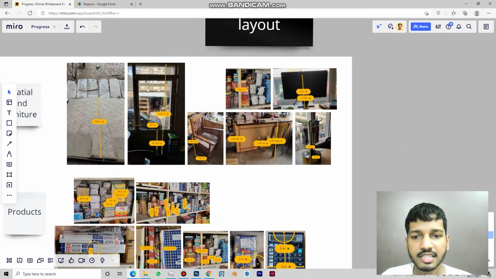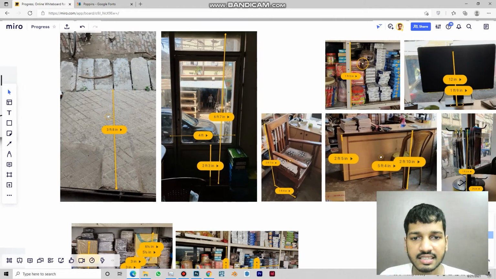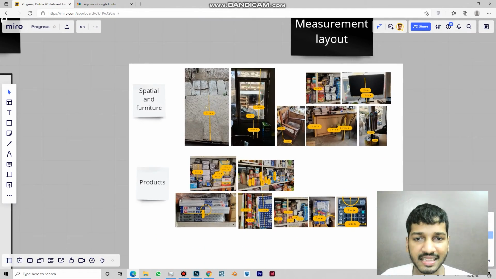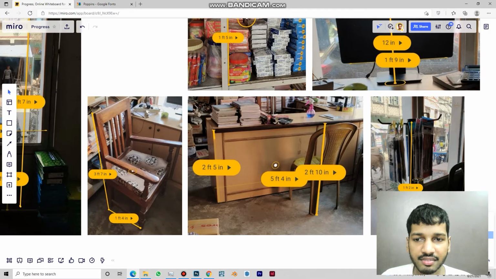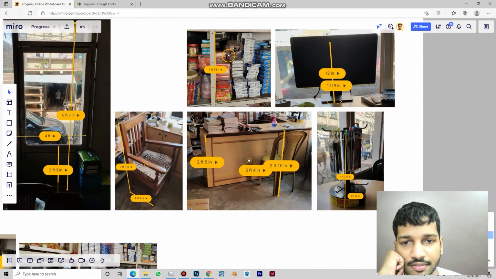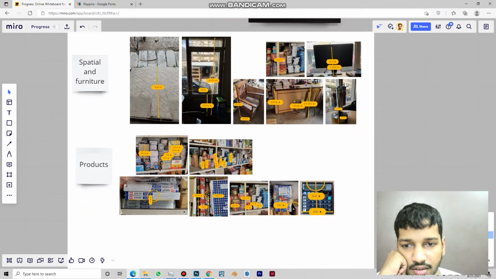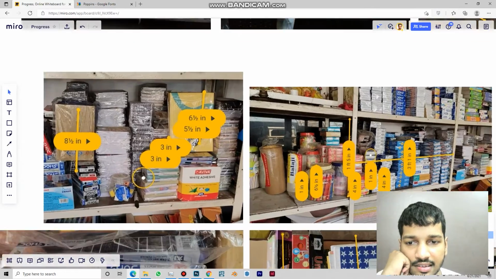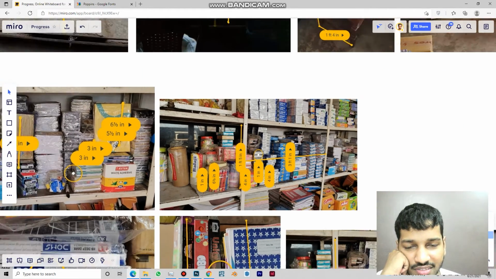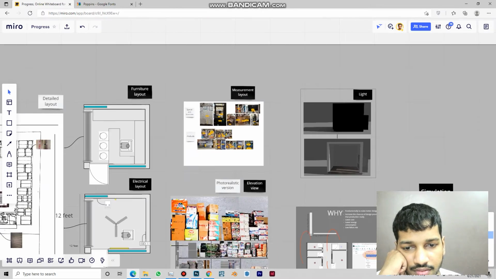This is the measurement layout of the outside, then inside, what were the windows and doors in the shop, spatial and furniture, what chairs they have. So I calculated it with the tape as well, and then I used a mobile app, and that was also correct. I cross verified it. Then the products in detail. What do they have? The distance between each of the shelves, notebooks, and what I found there.